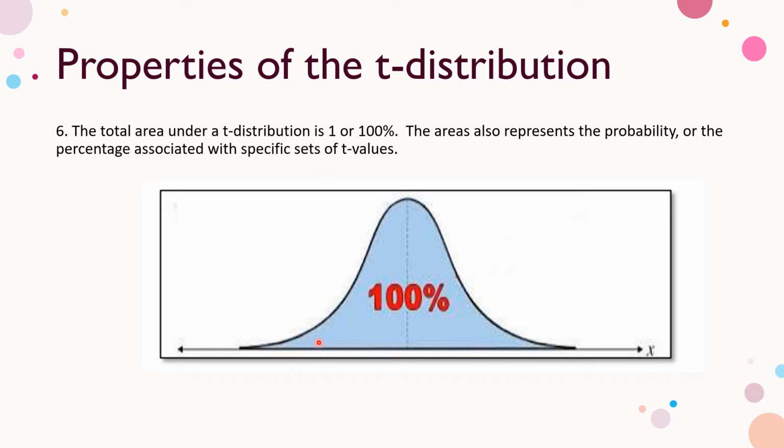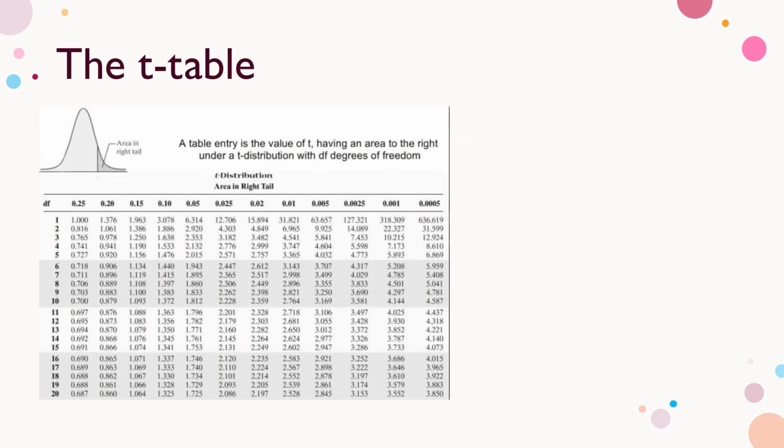And when we add this up, this is equal to 100%, or that is 1. Okay. So accordingly, these areas also represent the probability or the percentage associated with specific sets of t values. We have here a t-table, and for us to be able to solve areas or probabilities under a t-distribution, we first need to understand this t-table.